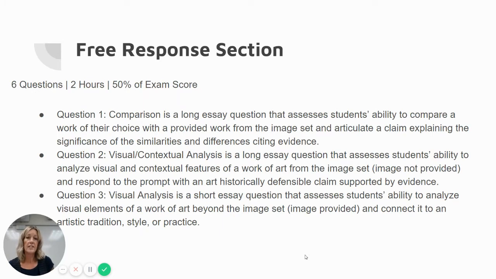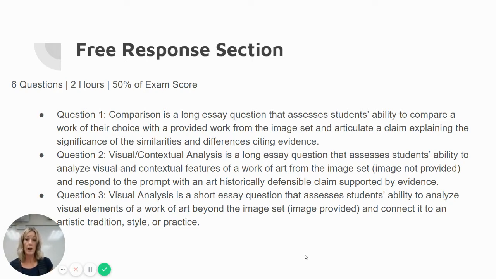Then there's the free response section of the AP exam. So you have multiple choice and free response. The free response section has 6 questions. 2 of the questions are long essay, and the remaining 4 are short essay. You get 2 hours for this portion of the exam, and it is also worth 50% of your overall exam score.